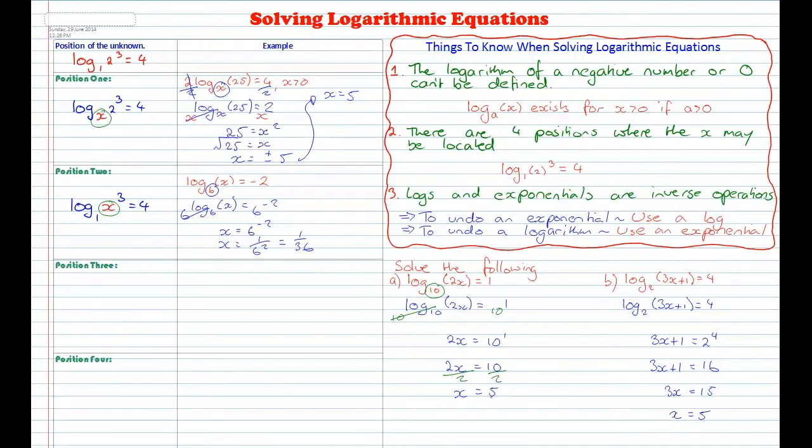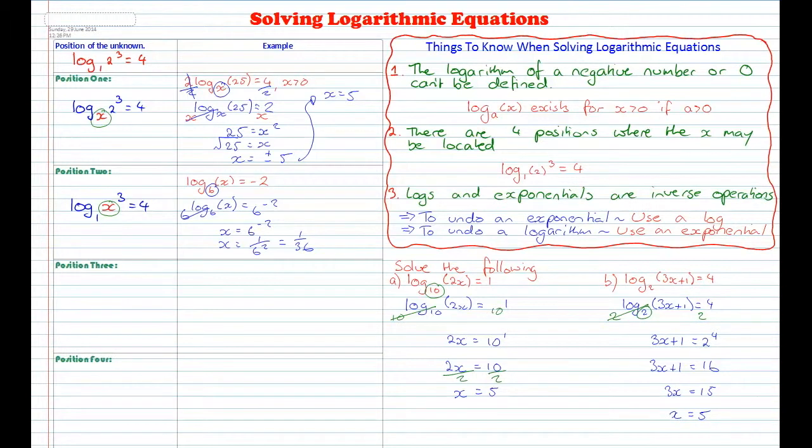Now for part B, we've got log base 2 of 3x plus 1 is equal to 4. So once again, the x is part of the log, so in order to undo the log, what we need to do is put a base of 2 because of this 2 here. Now the 2 to the log base 2 cancels out, leaving us with 3x plus 1 is equal to 2 to the power of 4, as you can see here.